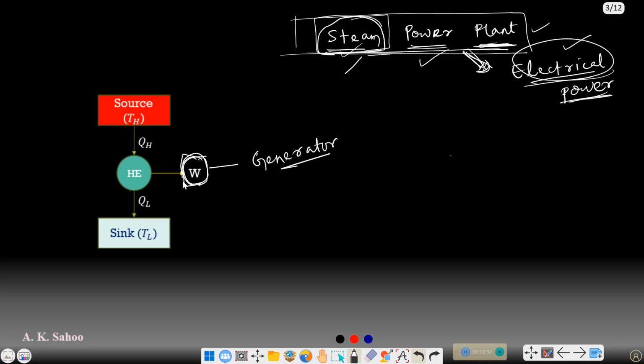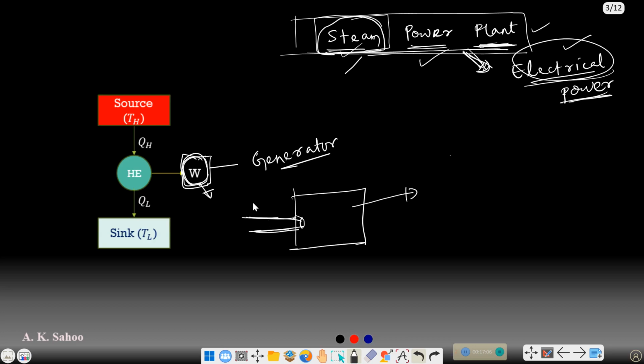So I am having the mechanical work. Mechanical work simply means work in terms of motion. That means I am getting a rotating shaft with me, right? So I have got a shaft which is rotating. Now, if I am connecting this shaft to a generator, this generator will be producing electricity. I hope it is understandable till now, right?